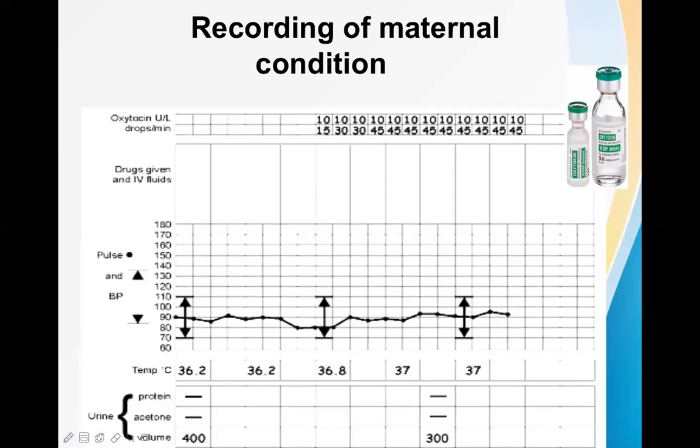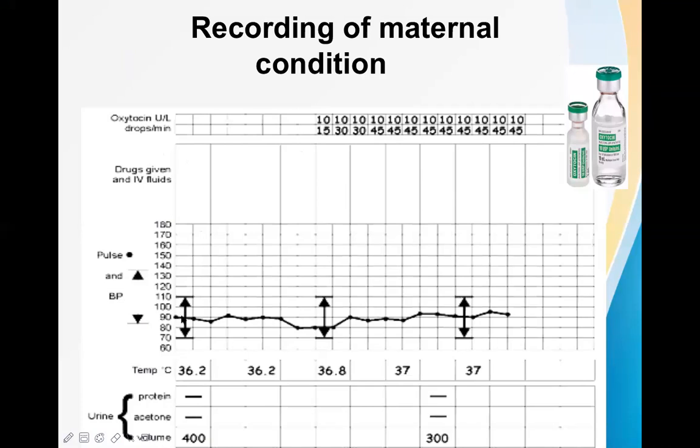Now this slide is showing the partograph of the maternal condition. Look at this oxytocin here. Units per liter, and this is drops per minute. This is 10 units per liter. This is the unit of oxytocin, and this is drops per minute. 15 drops, 30 drops, 30 drops, increase to 45, and continue that.